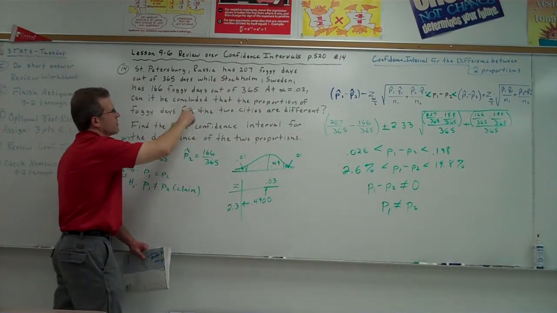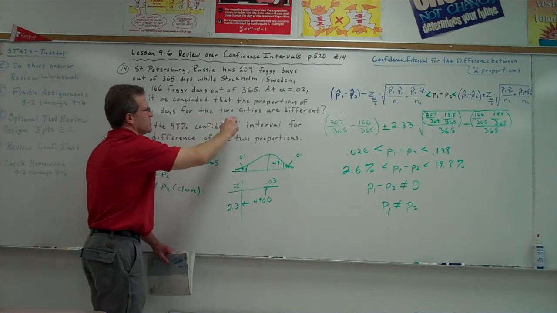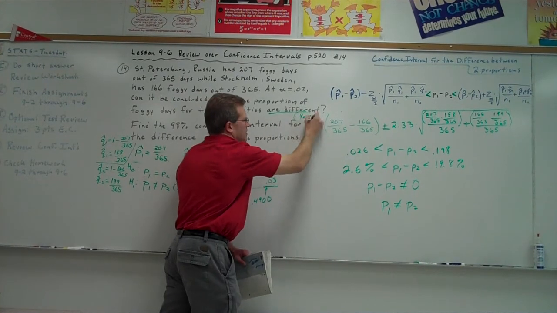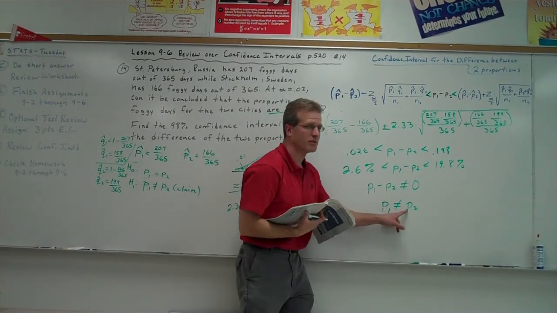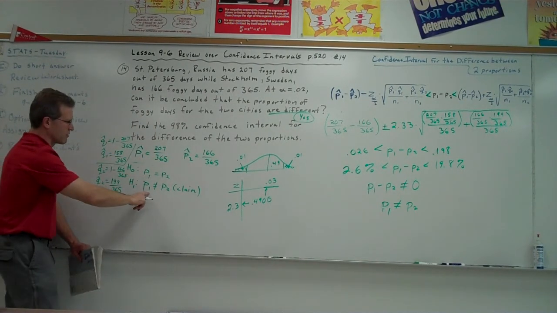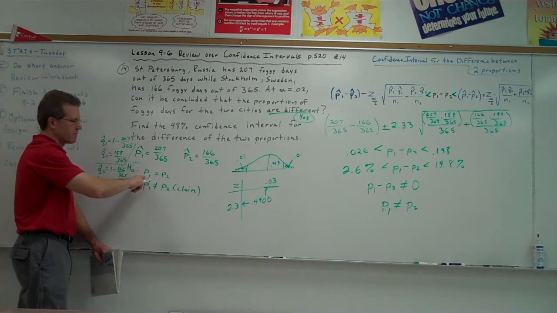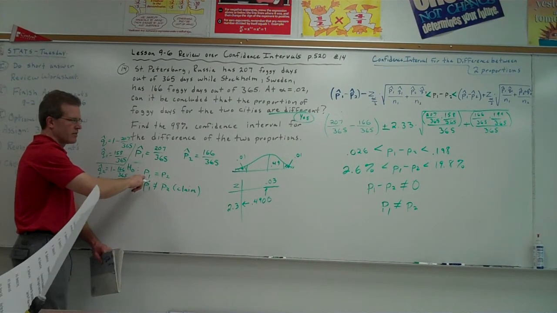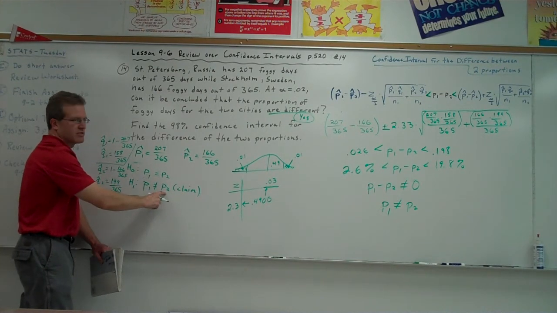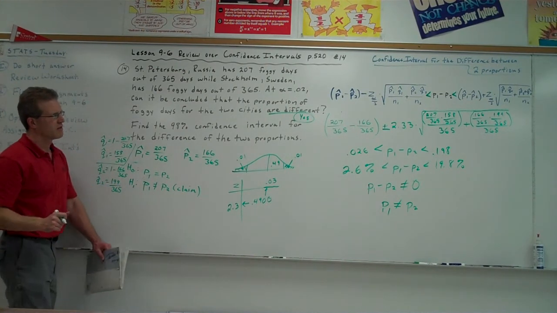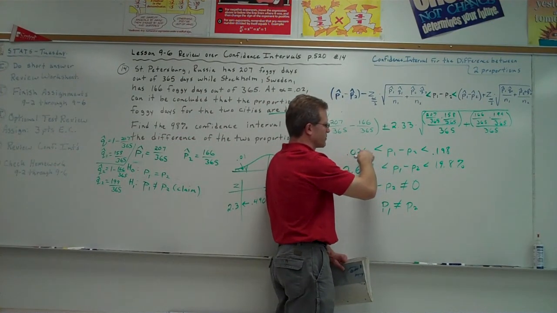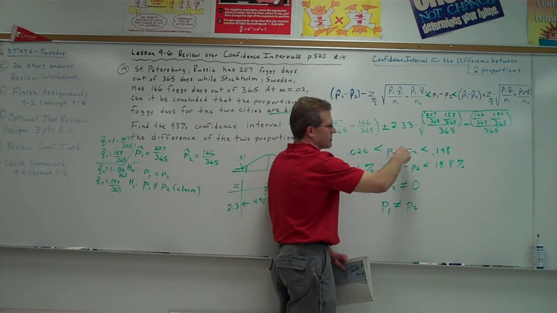So, can it be concluded that the proportion of foggy days for the two cities are different? Say yes or no? Yes. We're saying the fact that they're not equal means they're different. So the fact that we just figured out they're not equal would mean we would reject the null, and we would say there is enough evidence to support the claim that the proportion of foggy days in the two cities is different. And again, that's because 0 did not fall in this interval. If 0 did fall in the interval, if this was a negative number and this was a positive number, then we would say that this could be 0.